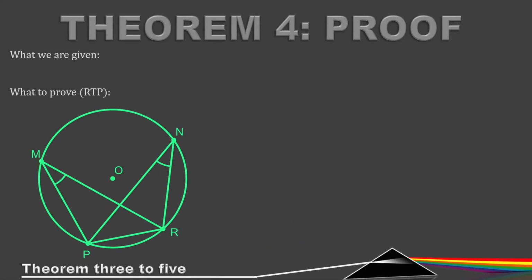Now for the proof, we are given that M and P and R are points on the circle. We are also given that O is the center of the circle. What we need to prove is that M is equal to N. Now this proof is very short and very easy, simply because we are going to use theorem 3 that we already know, to basically prove that M and N are equal. We're also going to make a construction.